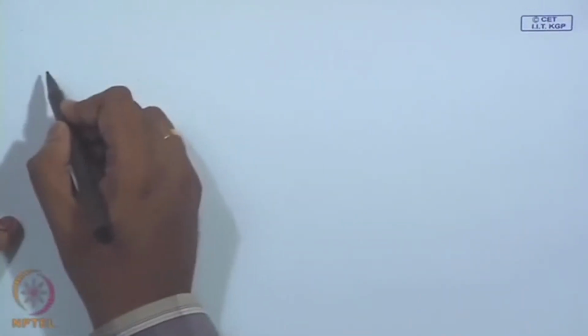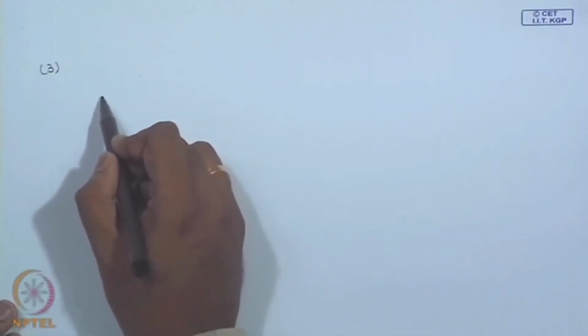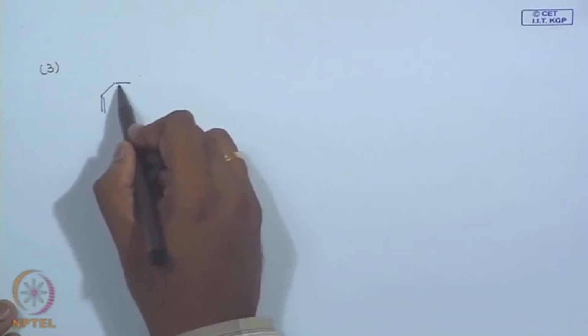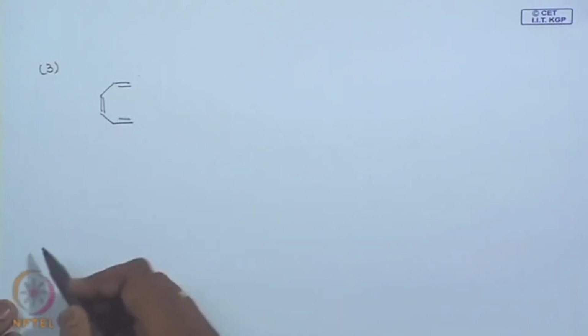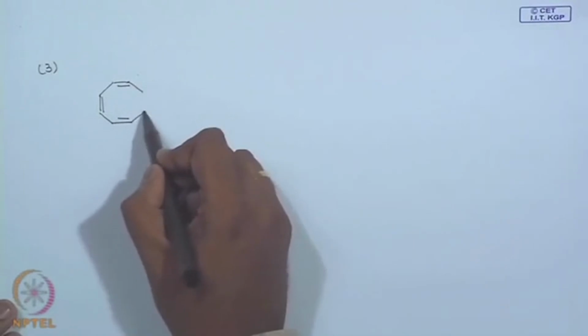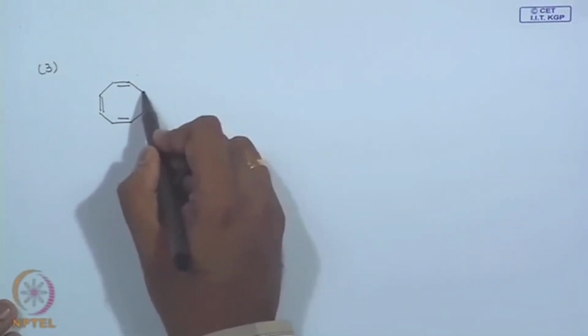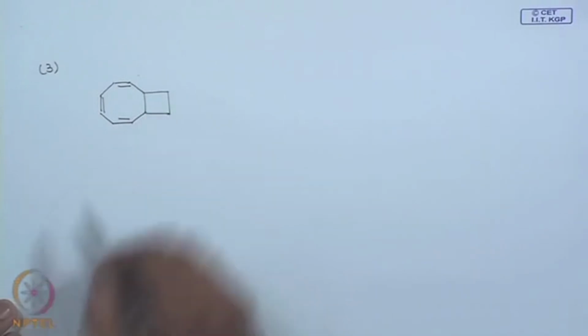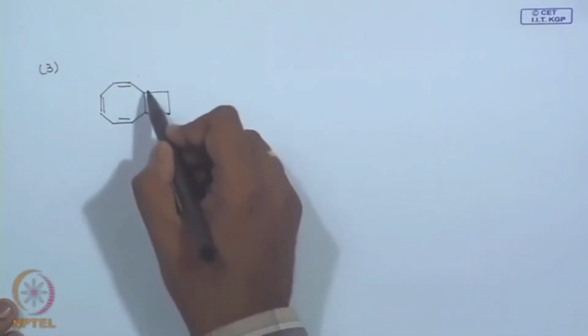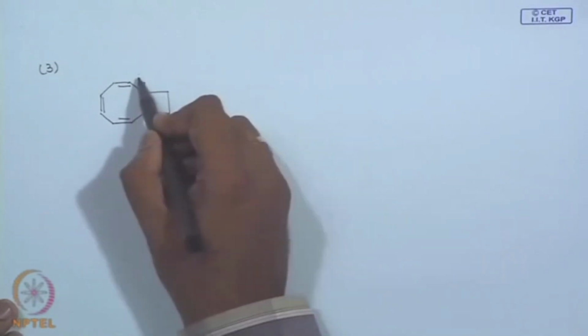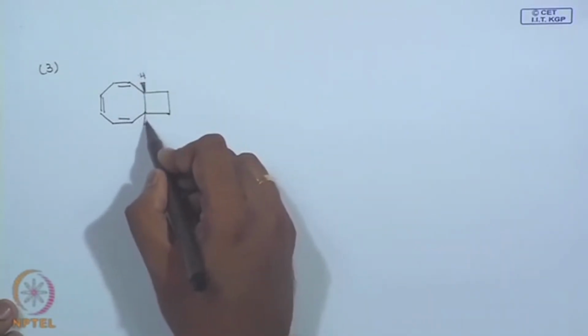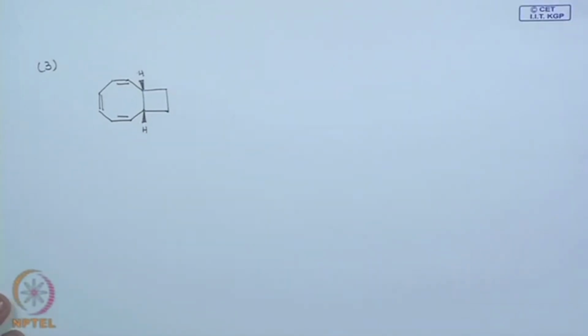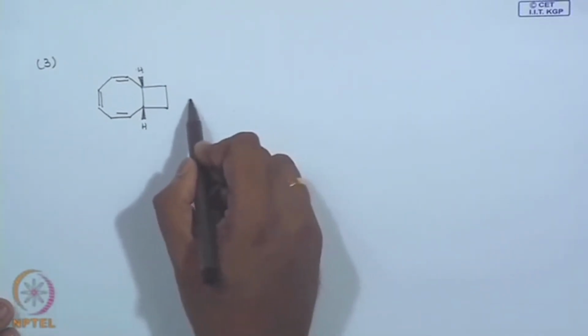In the same way we will take another example. This also is a nice example which you have to study. I have a system like this. So, I have a hydrogen here, one hydrogen here, okay, clear.